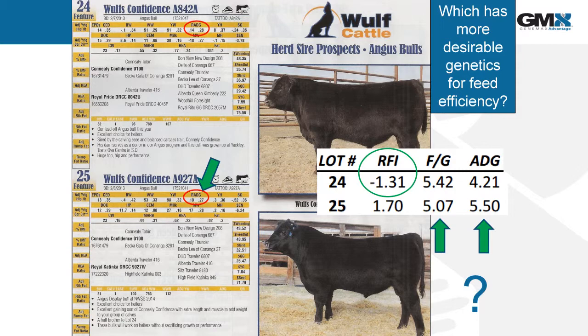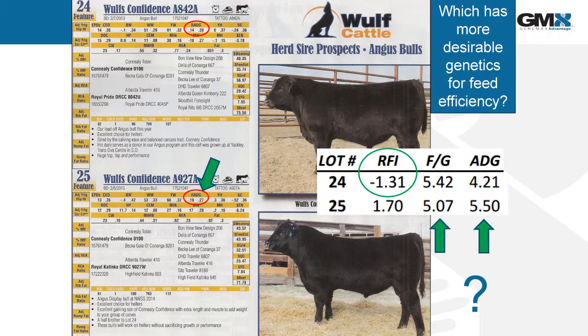I just picked two bulls that were on the same page as one another, lot 24 and lot 25. And as of this weekend, I pulled the supplement sheet information that was available on these two bulls. That is the white box with the black printing in the middle. And you'll notice some interesting observations when you really dig in to trying to decide which is more efficient, lot 24 or lot 25. If you notice there, the green arrows, lot 25 had a higher average daily gain, 5.5 pounds a day, and ate less feed relative to how much that animal gained, 5.07 to 1 versus 5.42 to 1.